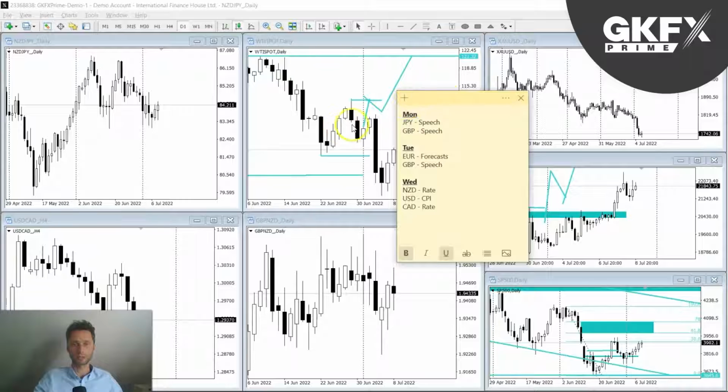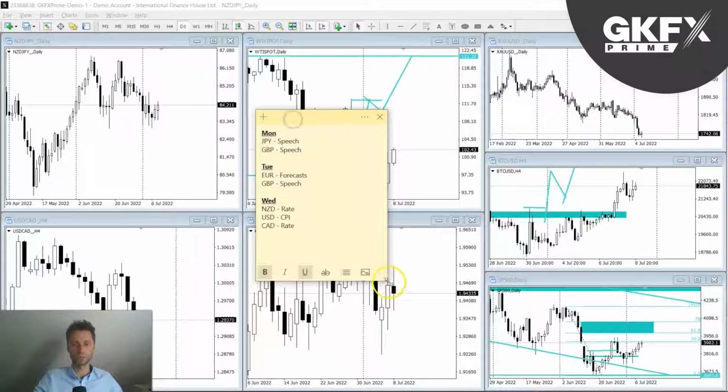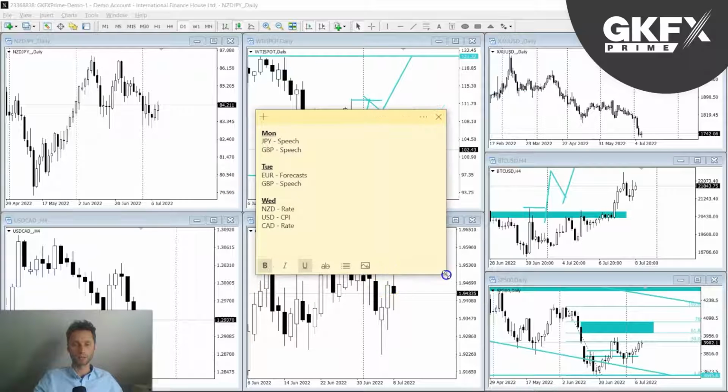So I'm going to start with a brief mention of the news, what we've got on the calendar. I've made a little note here. On Monday, we've got the speech from the Central Bank of Japan. We've got a speech on the pound from the UK, and on Tuesday we've got some forecasts on euro. That would be of slightly lower significance. We've got another speech that could affect the pound on Tuesday, and on Wednesday we've got big bits of news.